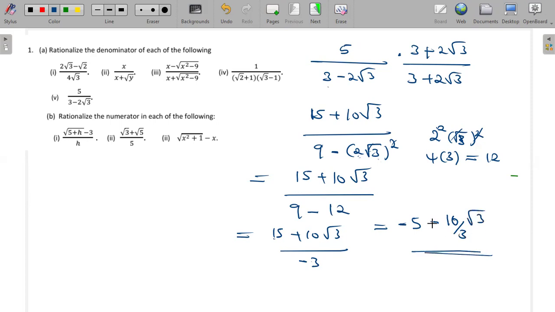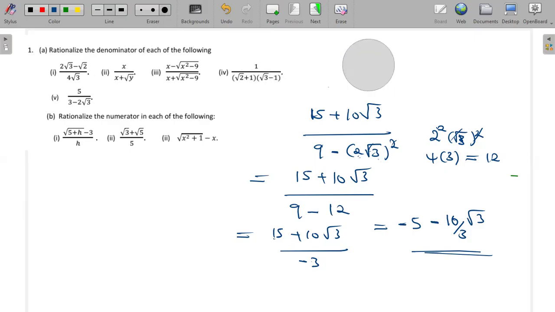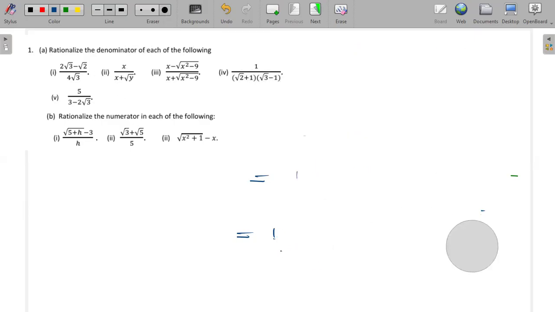Okay. So we're done with part A on how to rationalize the denominator. Unless there's any question, we go to part B. So part B is telling us to rationalize the numerator. So the same thing we were doing, we just now do it in the numerator.